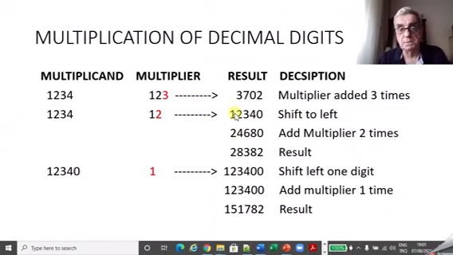Multiplier digit 2 means we are going to take the shifted content 2 times and add this to the result. And then comes 1, so we shift the multiplicand one more digit to the left. Then comes 1, so we are going to add 1, 2, 3, 4, 0, 0 to the result, which is 15, 17, 82.